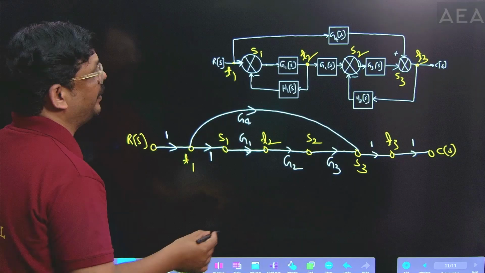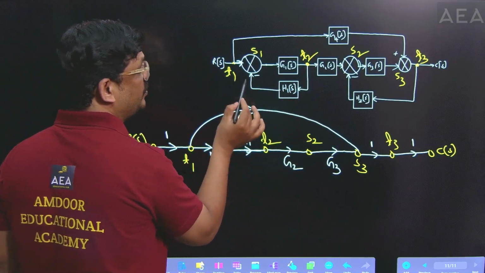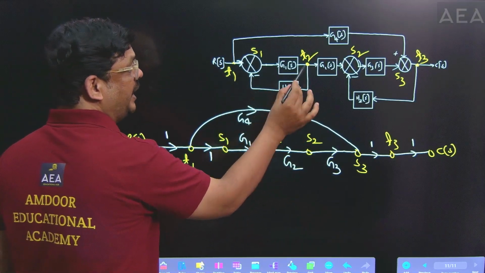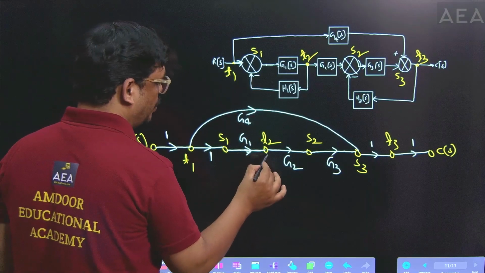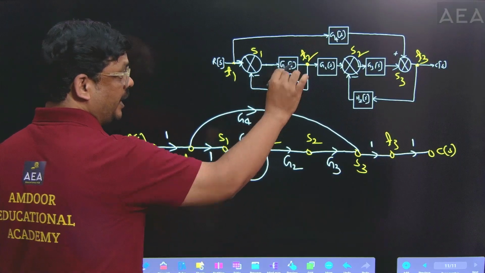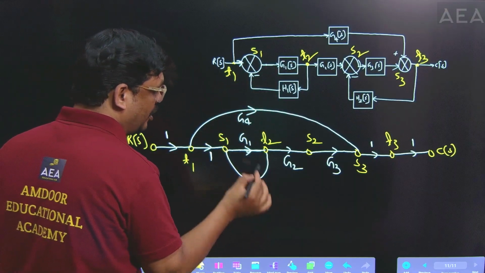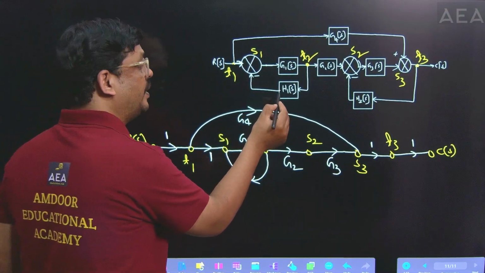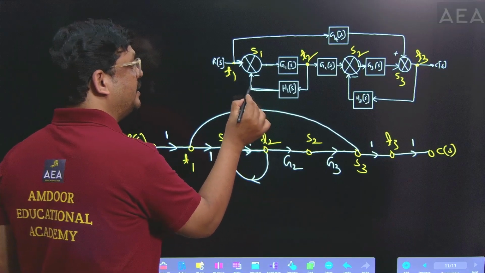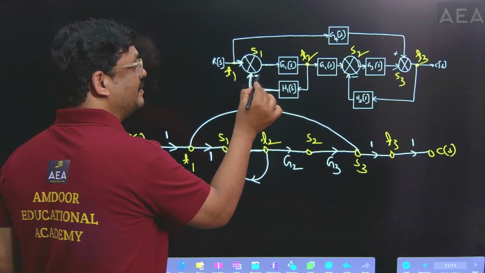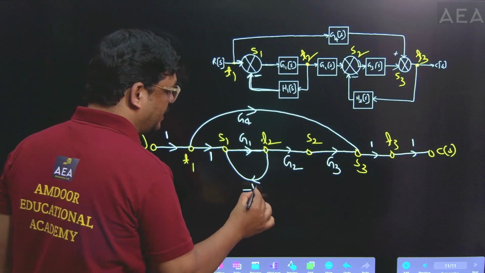Similarly, find out the remaining paths here. From T2 to S1, here one path is defined. T2 to S1, the direction is from T2 to S1, so it is a feedback direction. So write an arrow mark like this. And what is the gain of this one? H1 of S. But here it is added by the minus sign symbol, that's why we have to write minus H1.